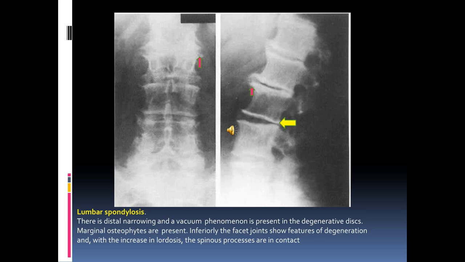Also, we can see a prominent bones anteriorly, which is noted in the lateral x-ray more prominent. This is called osteophytes, and they are marked by the red color in both views. So this represents the osteophytes. Sometimes, in certain cases, we can see a small area of gas within the degenerated disc, and this represents a vacuum phenomena which can be seen in osteoarthritis changes.